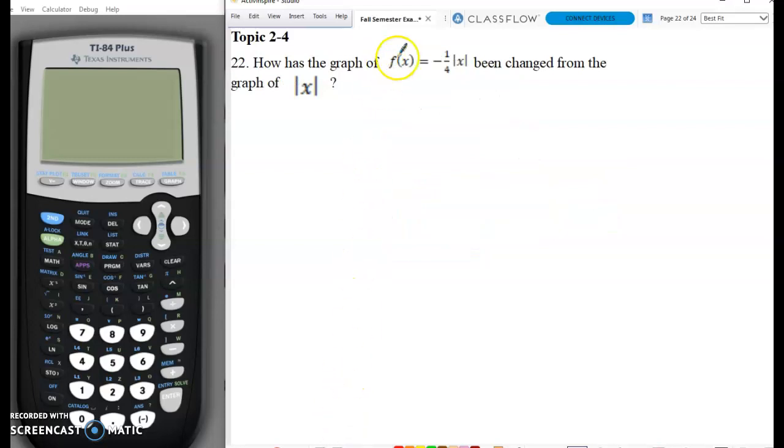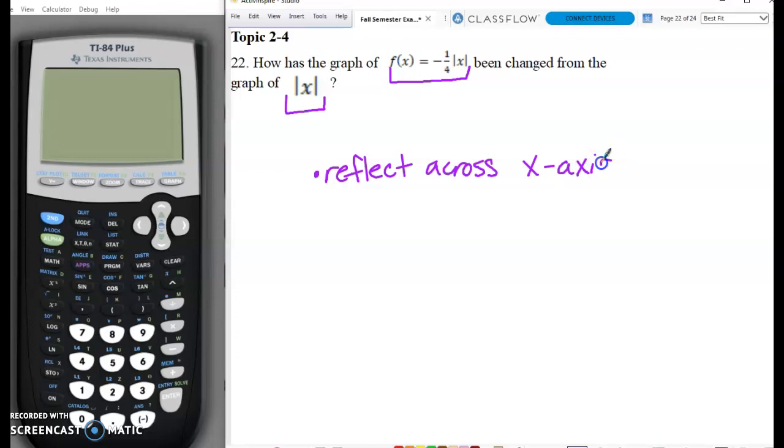Looking at 22, it's asking us how this function has been changed in comparison to our parent function. Remember, the absolute value of x is the parent function for all absolute value equations. So the difference between my parent function and f of x is it's got a negative sign. So that negative sign means we have a reflection across the x-axis. Remember, we always reflect across the x-axis in this class.